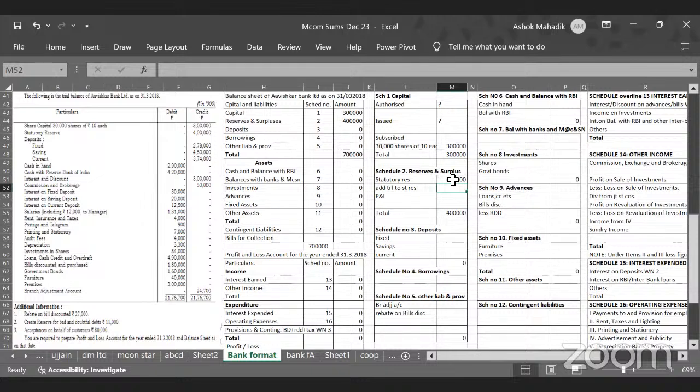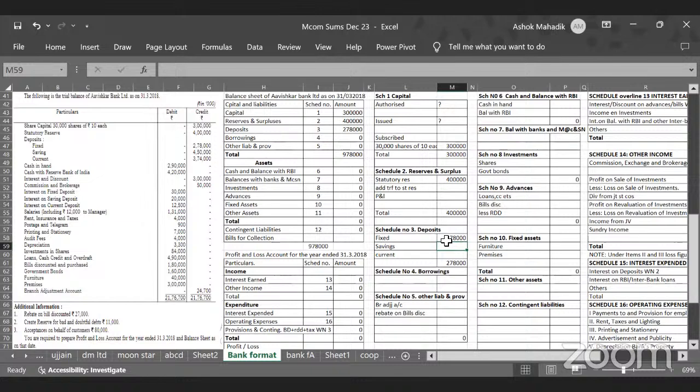Now there are three types of deposits. For deposits, we have schedule number 3, isn't it? So we'll go to schedule number 3. First one is fixed deposit. Amount is 2,78,000. So 2,78,000.